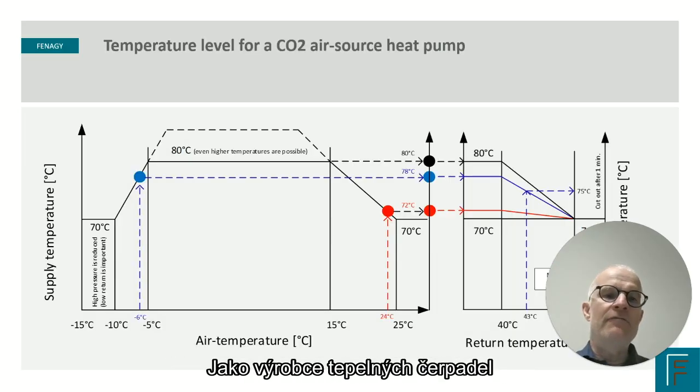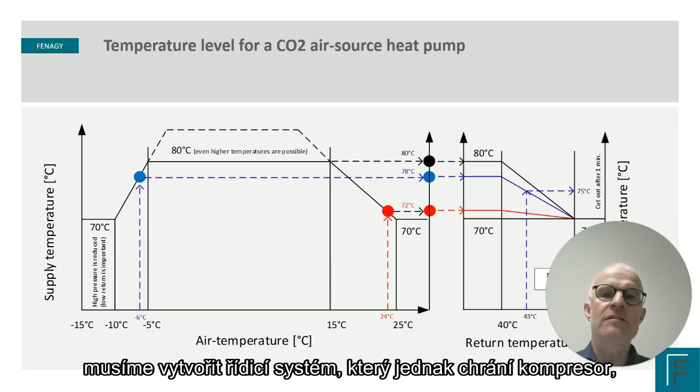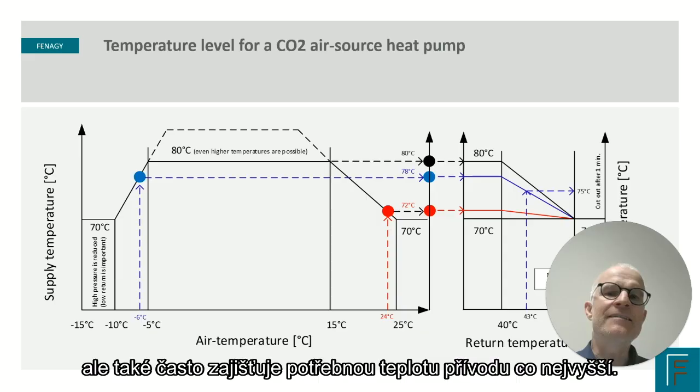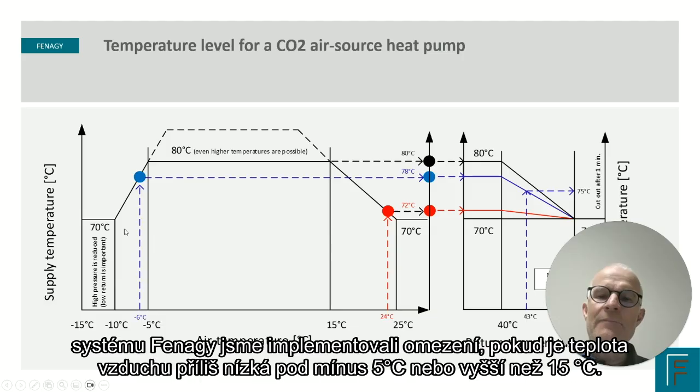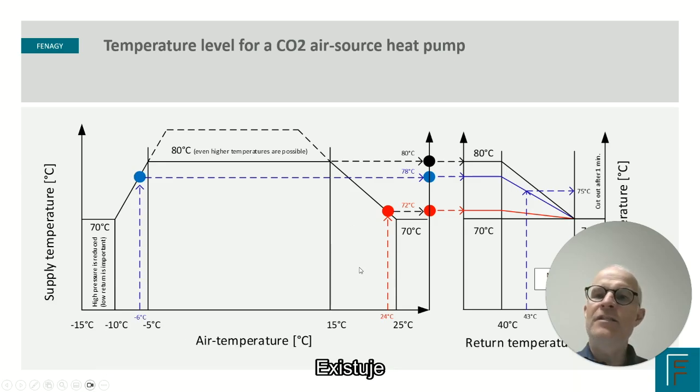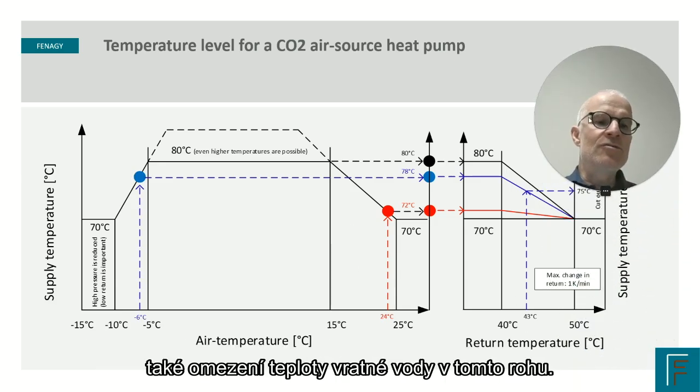As a heat pump manufacturer, we have to make a control system that protects the compressor on one hand, but also gives the needed supply temperature as high as possible very often. So in our controls at FENAGY, we have implemented a limitation if the air temperature is too low, below -5, or higher than 15. We also have a limitation to the return water temperature in this corner.